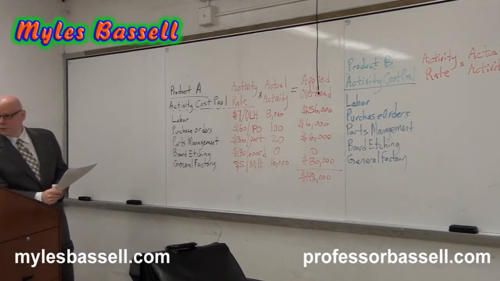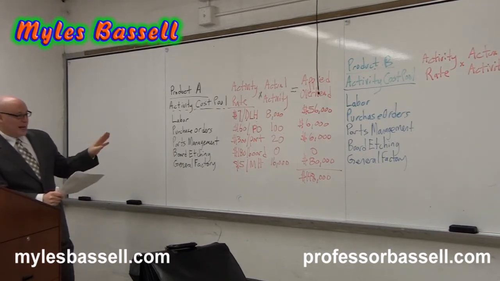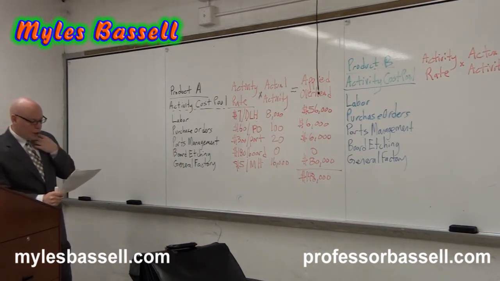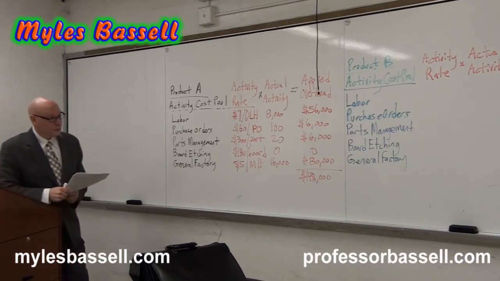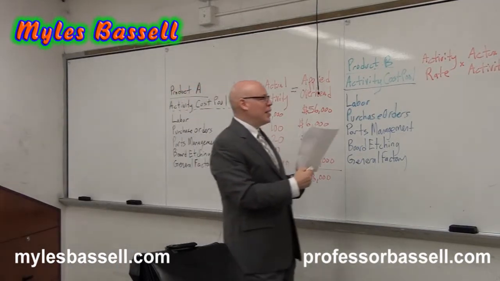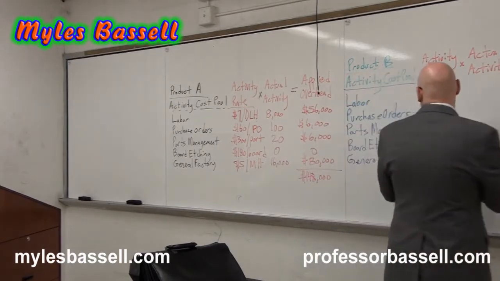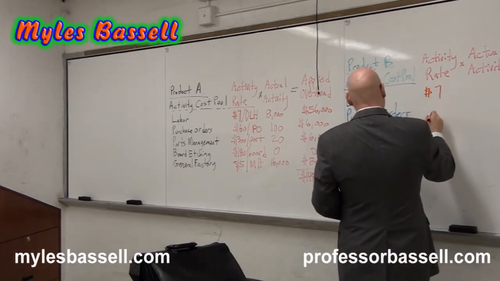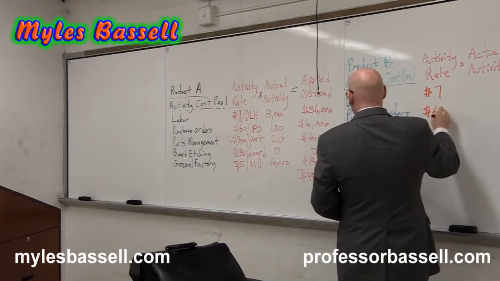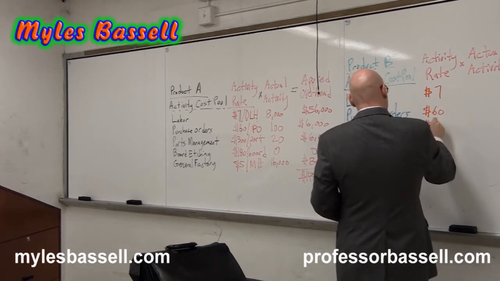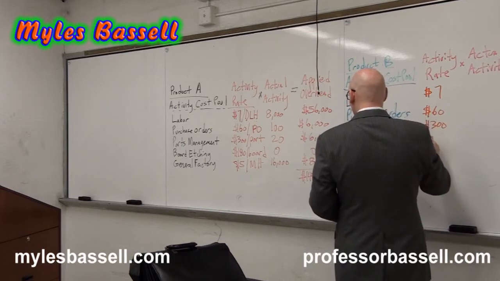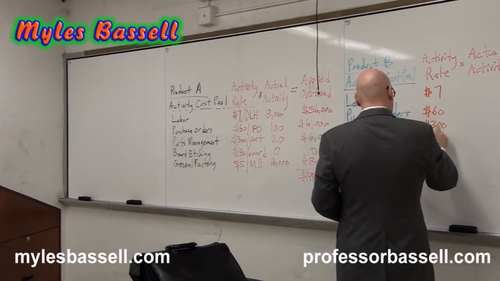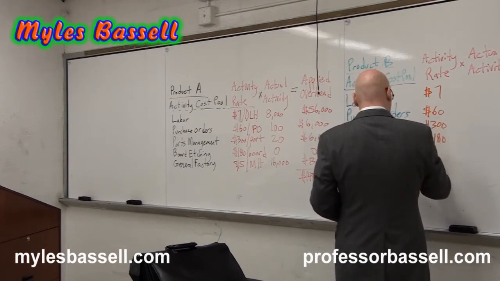Everybody got that? All right, this is just for product A. So now what we're going to do is look at product B. The activity rate that we're using is still the same. Remember, we calculated the activity rate already. This is 7. This is 60. 300. 180. And $5.